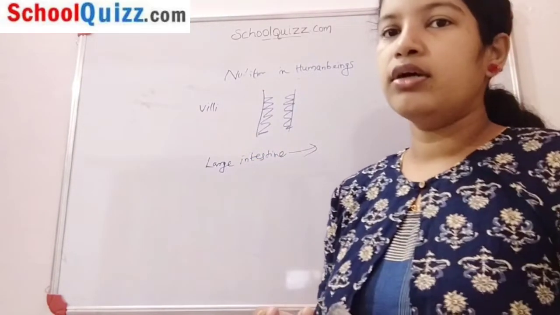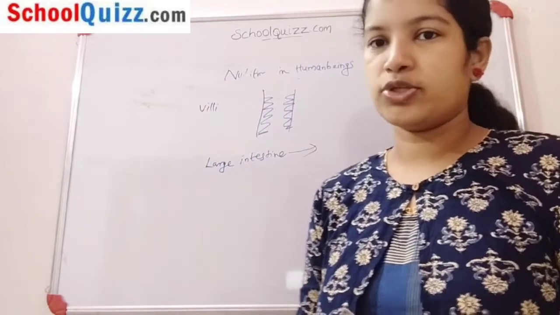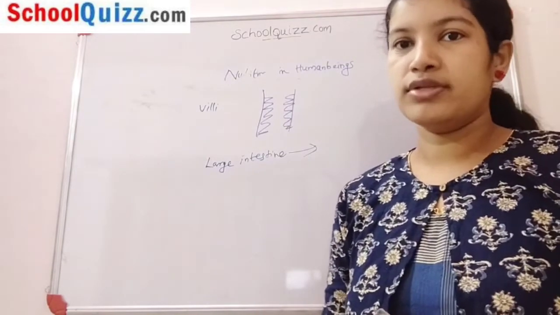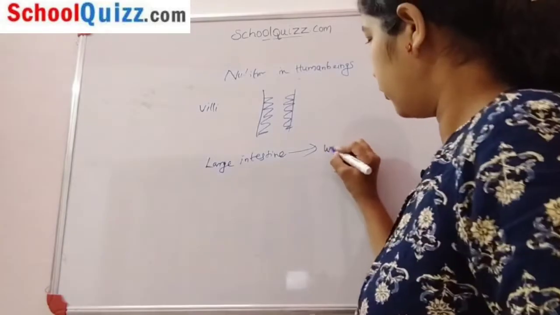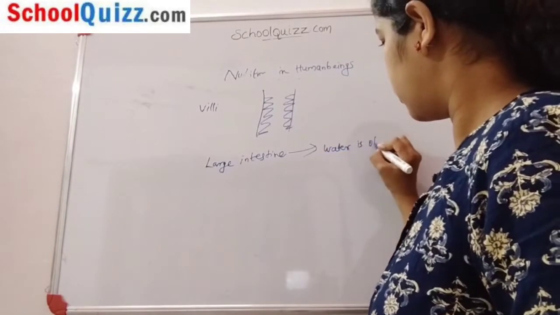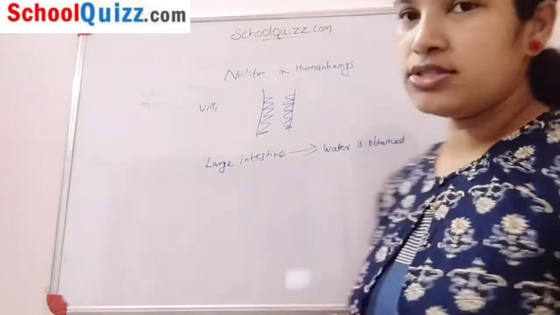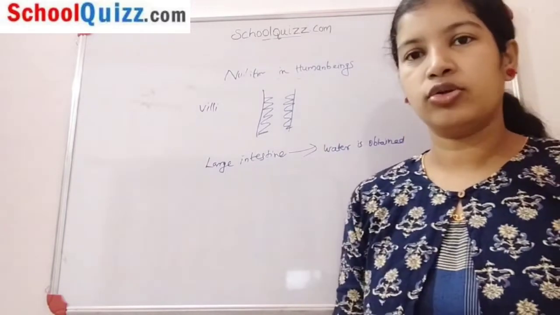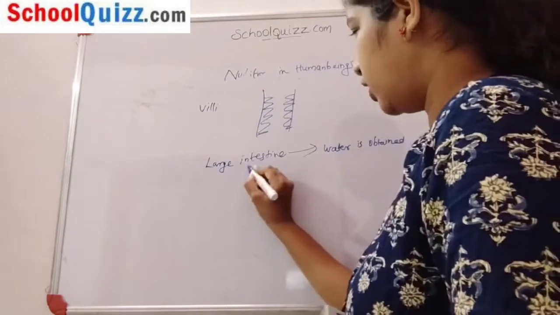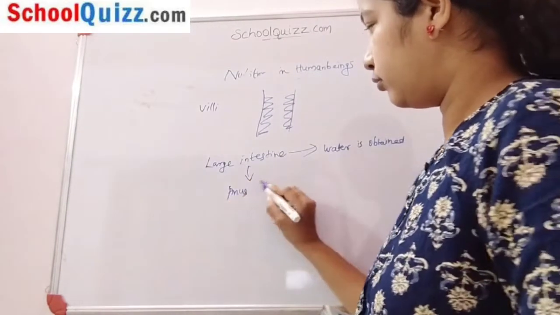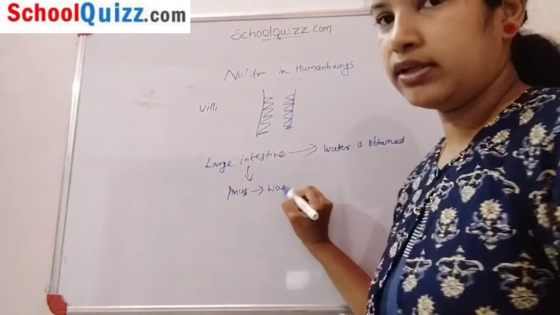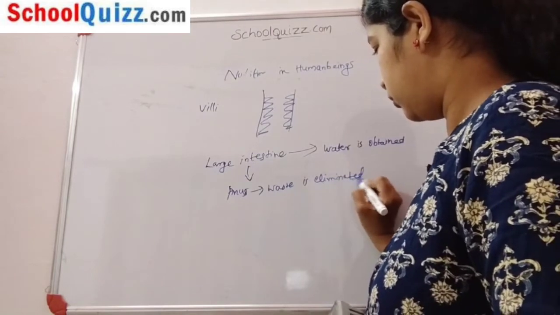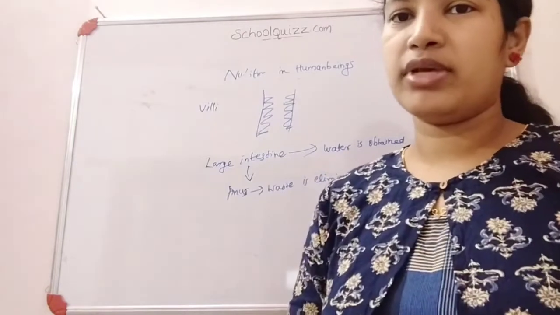Here the unabsorbed food moves into the large intestine, and the water present in the food is absorbed here. The remaining waste is pushed out of our body through the anus. Thus, nutrition in human beings is completed.